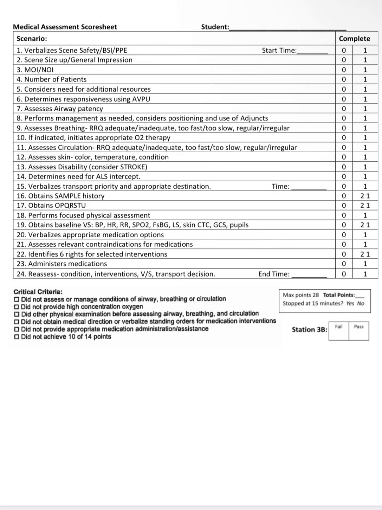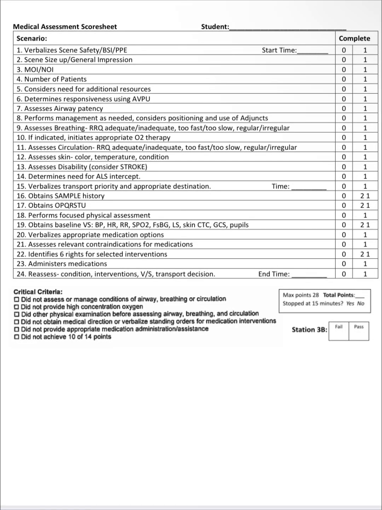Hey guys! I'm going to be talking about medical assessment today, which is one of the 6 stations on your state exam. I'm just going to give a brief overview of what is required for each of the steps. So to start the station, your examiner is going to read you off a brief prompt. It's going to sound something like, you are called to the scene for a 50-year-old male having chest pains.